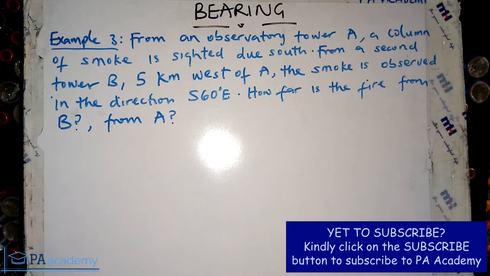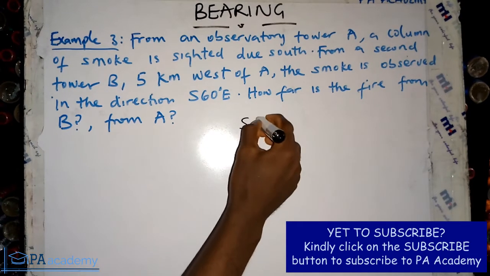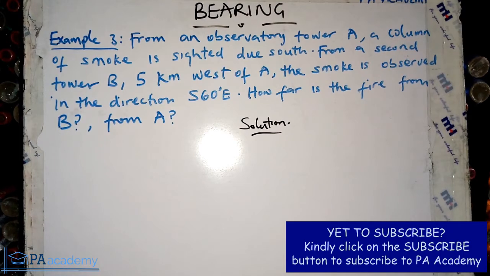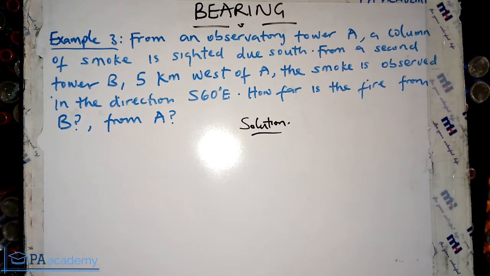So example 3 says, from an observatory tower A, a column of smoke is sighted due south. From a second tower B, 5 kilometers west of A, the smoke is observed in the direction south 60 degrees east. How far is the fire from B and from A? So let's do this. They're asking us two things in this question: how far is the fire from B and from A. The first thing we are going to do is draw a diagram that represents this question.